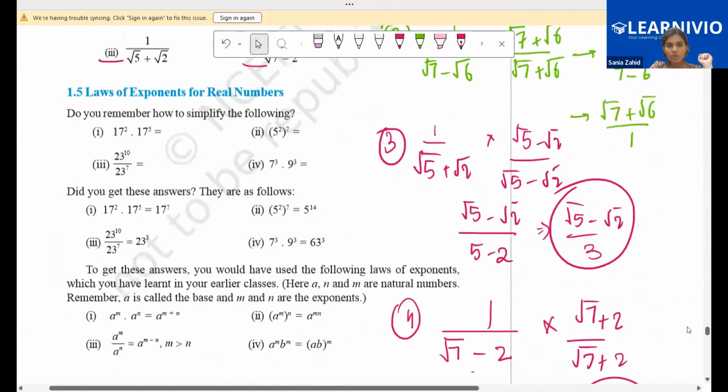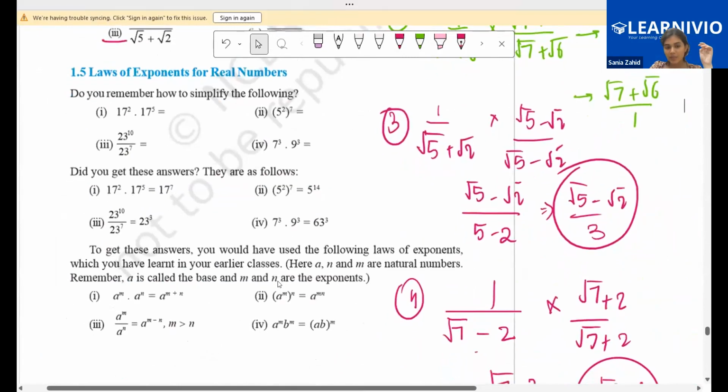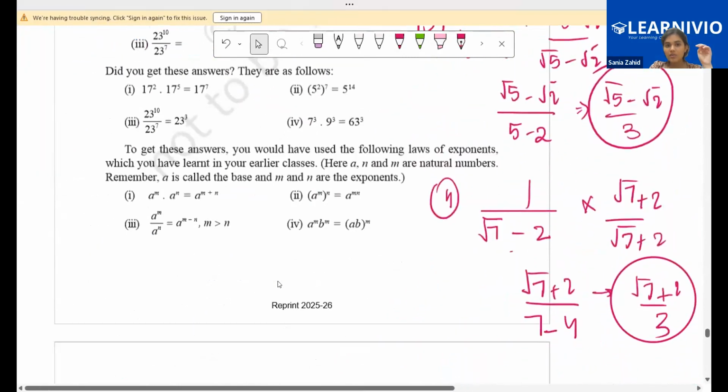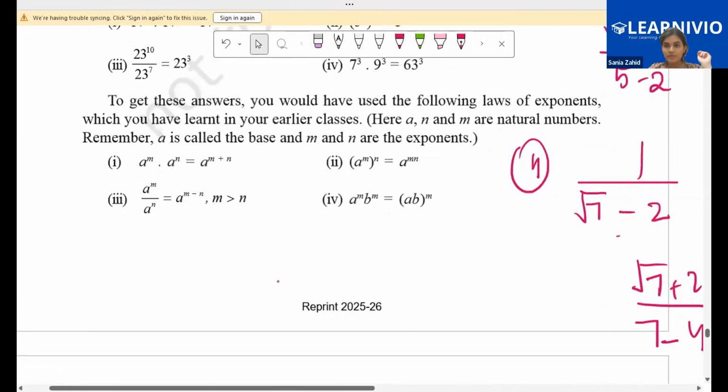So right now we can come to laws of exponents for real numbers. So now what are the laws of exponents? See, these are the basic laws of exponents that you must know. Whenever you have two numbers, same base, different powers, it goes two ways. Either your power can be the same or your base can be the same. Here these are the cases when bases are same.